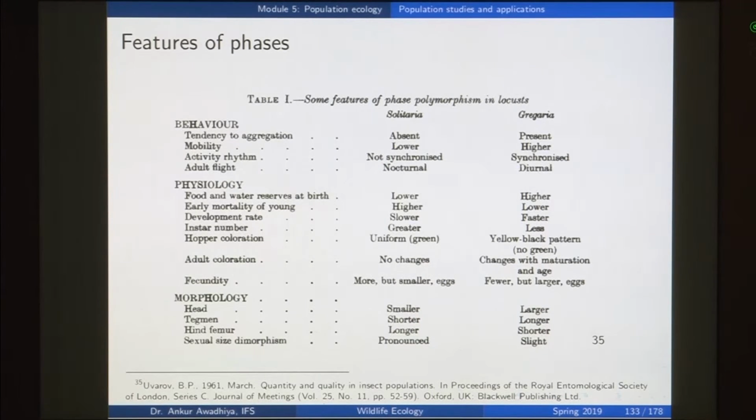Then if you look at the physiology, the food and water reserves in the case of solitary are lower, they are higher in gregarious. Early mortality of the young is higher in the solitary phase and lower in the gregarious phase. The development rate is faster in the case of gregarious.